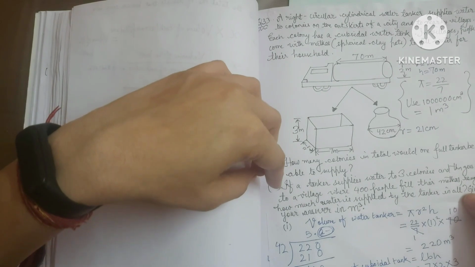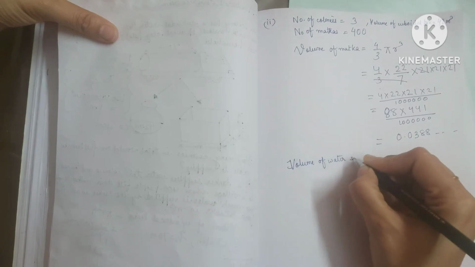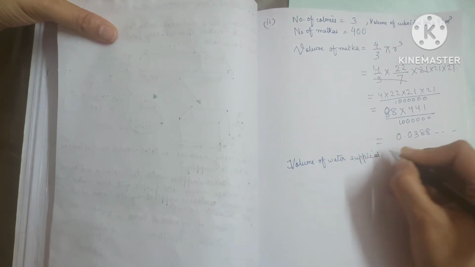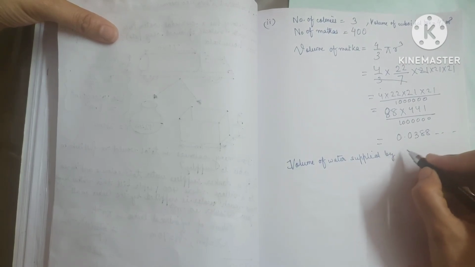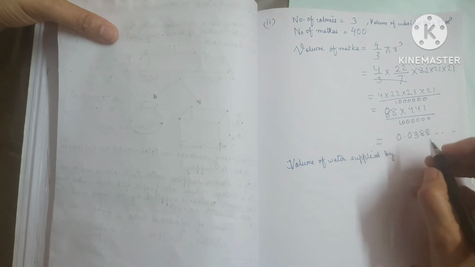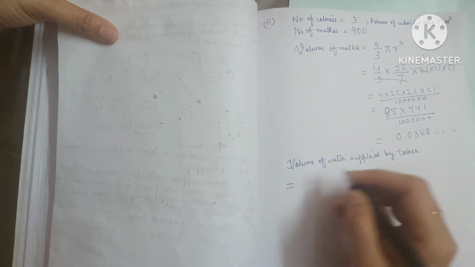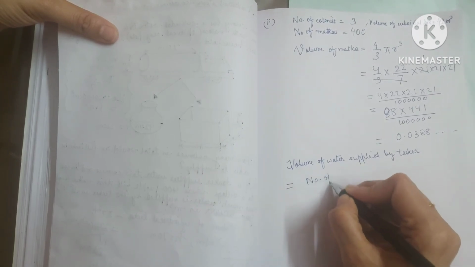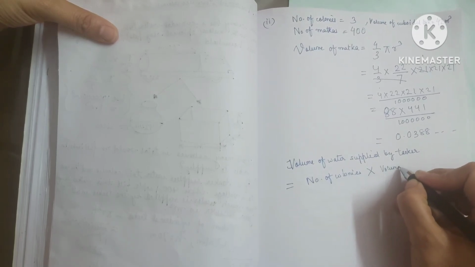Now the question is asking, how much water is supplied by the tanker? So the volume of water supplied by the tanker, what will it be? First we need to multiply the number of colonies with the volume of cuboidal tanks, right? That will give us the total water that the tanker has given in the city or in the colonies. First we need to multiply the number of colonies with the volume of cuboidal tank.